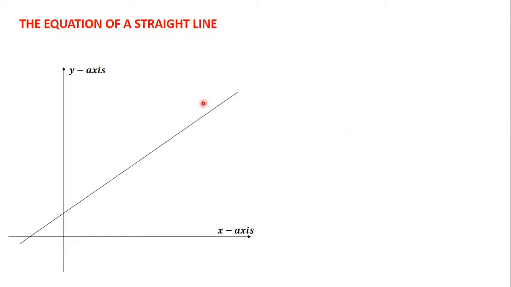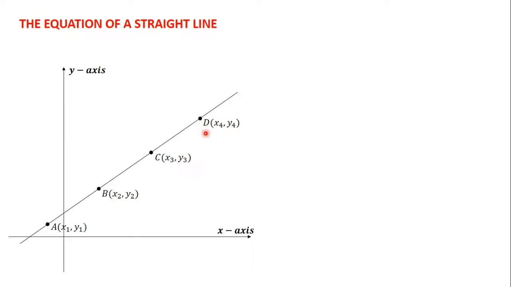Let's consider this diagram once again. We have a straight line drawn in the xy plane. Let's say that a point A with coordinates x1, y1 falls on the straight line. Another point B with coordinates x2, y2 falls on the straight line. Another point C with coordinates x3, y3 falls on the straight line. And another point D with coordinates x4, y4 falls on the straight line.